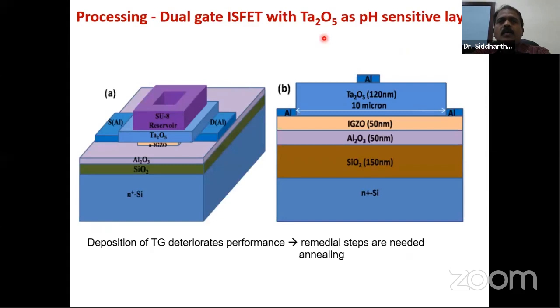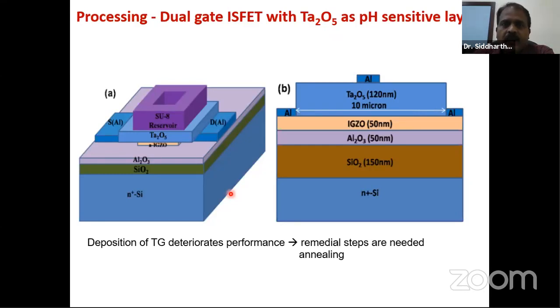Then again we looked at that same device. But now, instead of having the semiconductor as a sensing layer, we utilized a separate dielectric layer as the sensing layer, or the pH sensitive layer. In this particular case, we used tantalum oxide. This shows the isometric view of the device, and this gives a more detailed cross-sectional view of the device. Again, we found that the interface of tantalum oxide with IGZO was the source of a problem. This is something which I'll talk about towards the end of the lecture.